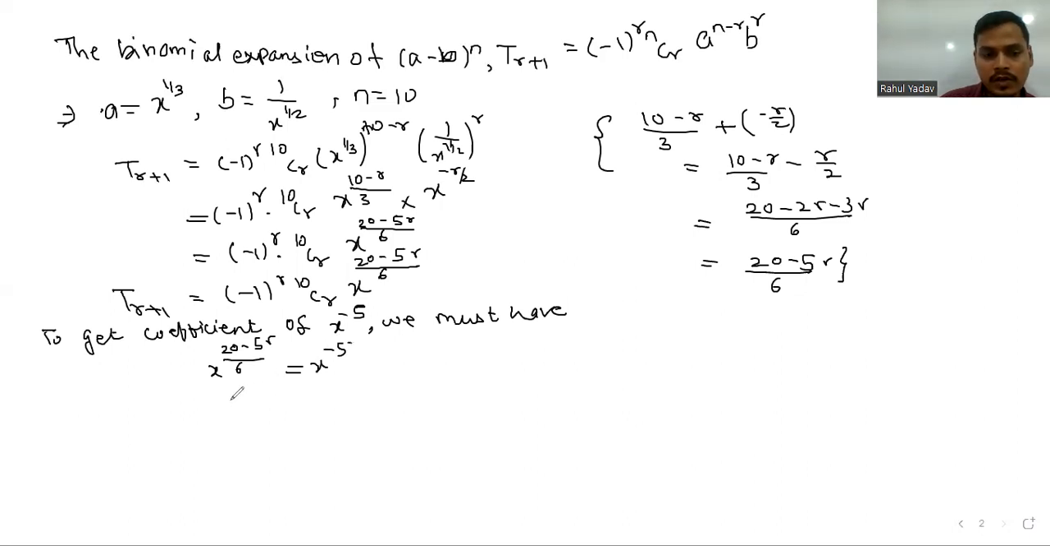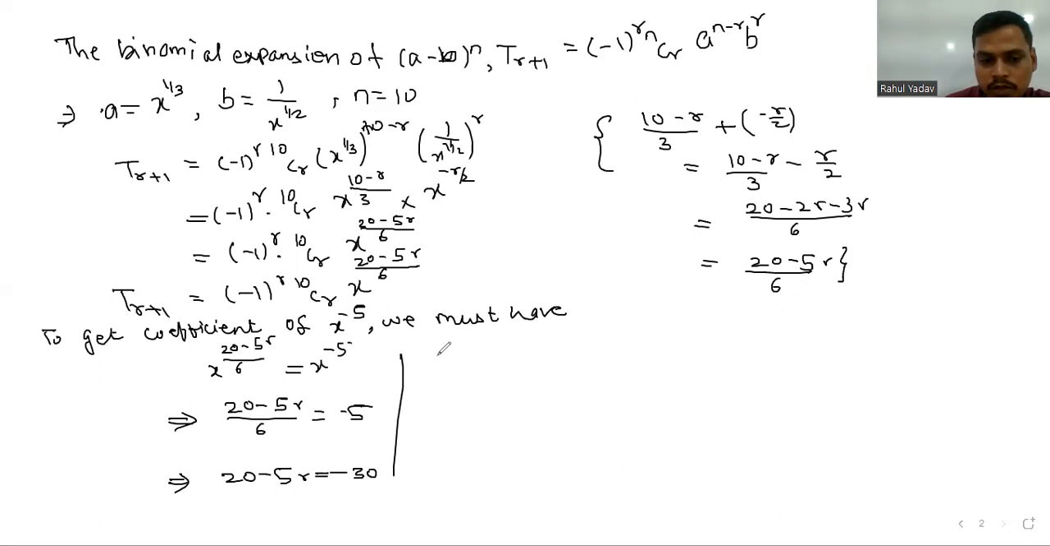When the bases are the same, we can compare the powers, that is (20 minus 5r) upon 6 is equal to minus 5. Further, if I solve it, student, what I get is 20 minus 5r is equal to minus 30. So further, what I get here, student, is 5r is equal to 20 plus 30, that is 5r is equal to 50. So what we will get is r is equal to 10.